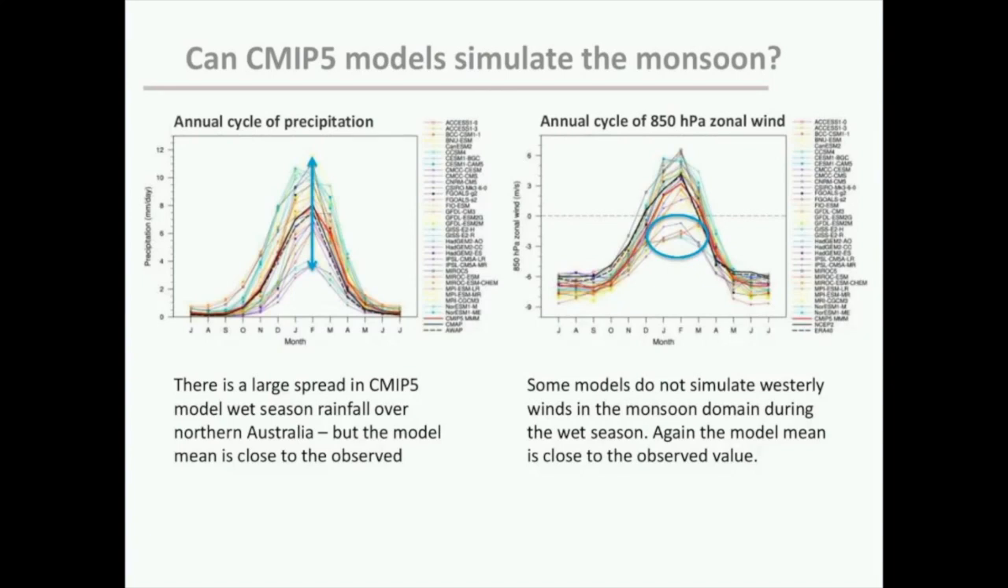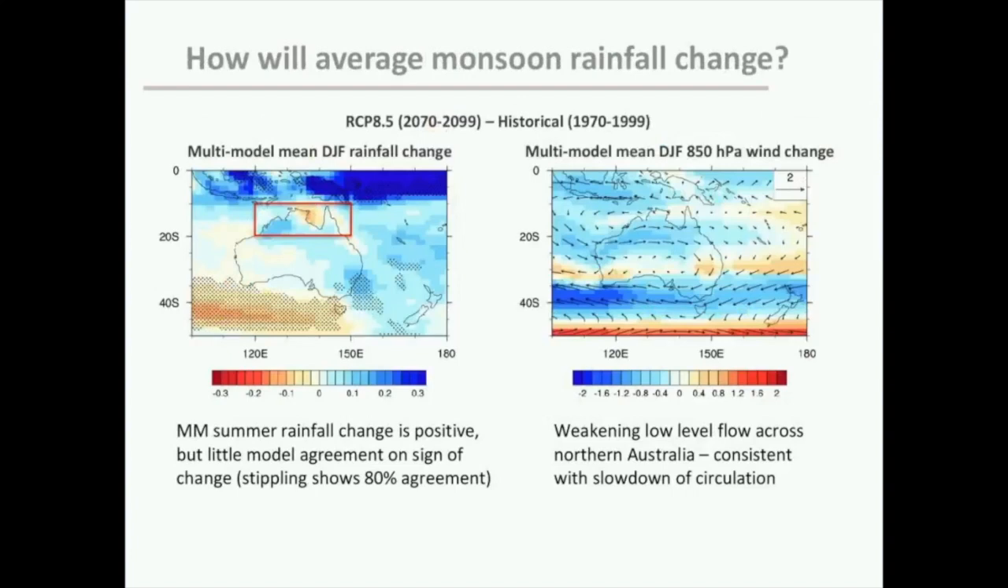So there's a very large spread between the individual models, but the majority of models are able to capture the seasonality of rainfall, and the multi-model mean is actually close to observed. In terms of the winds, the models are largely capturing the reversal from easterlies to westerlies, and the multi-model mean again is quite close to the observed. There are a few models that have some problems, but we decided to use all the models in our study and simply explore the full range of uncertainty.